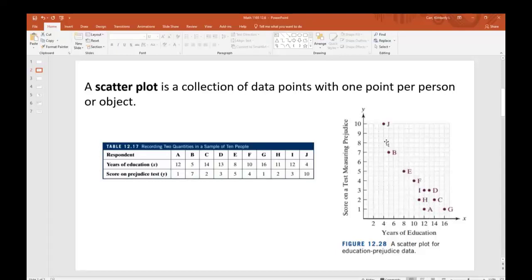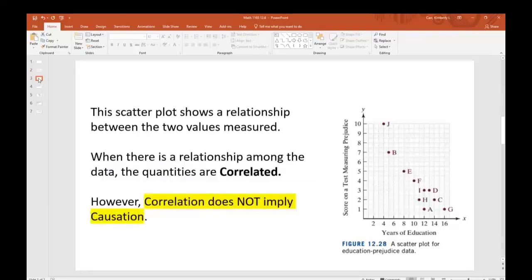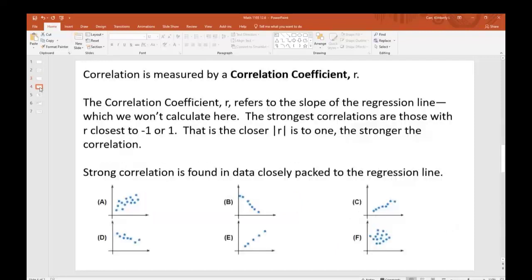So we're never saying that correlation implies causation. We're just saying that they're connected in some way. Really, then we would say that because these are kind of headed downhill along the way and they're almost in a line, then they're correlated. But correlation does not imply causation.